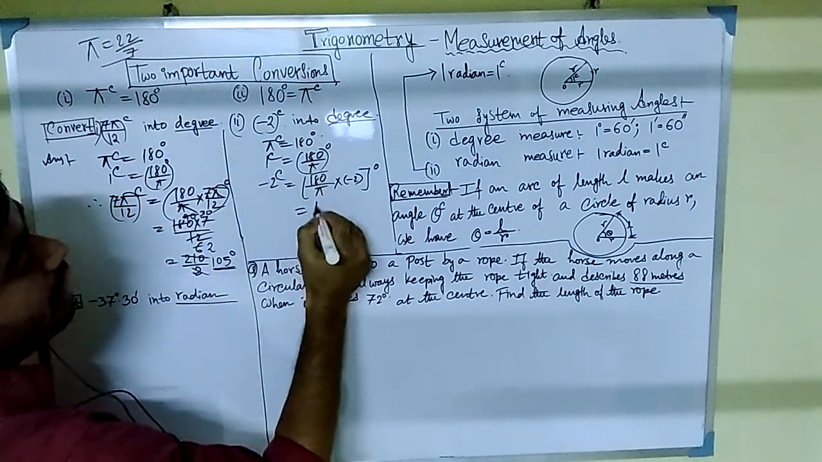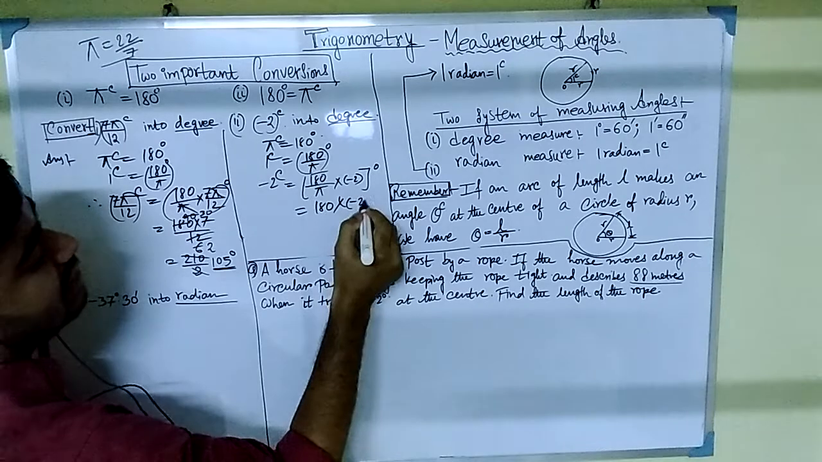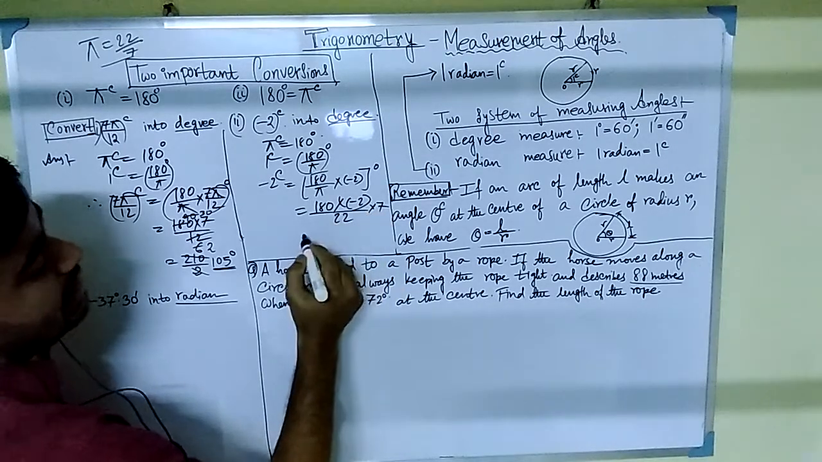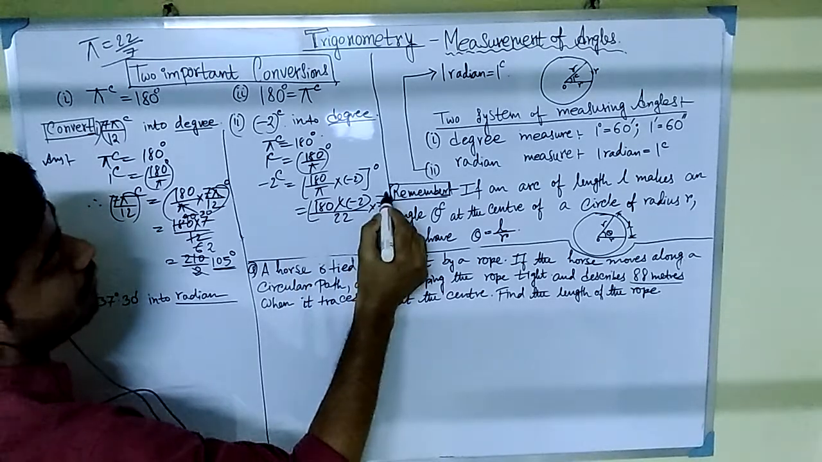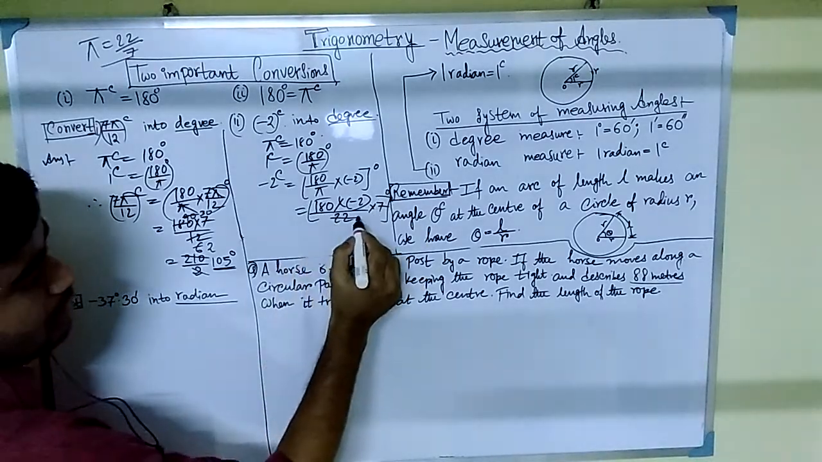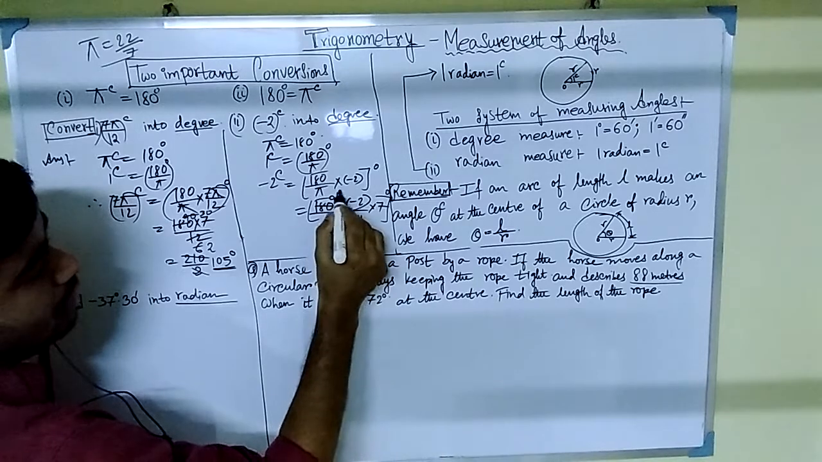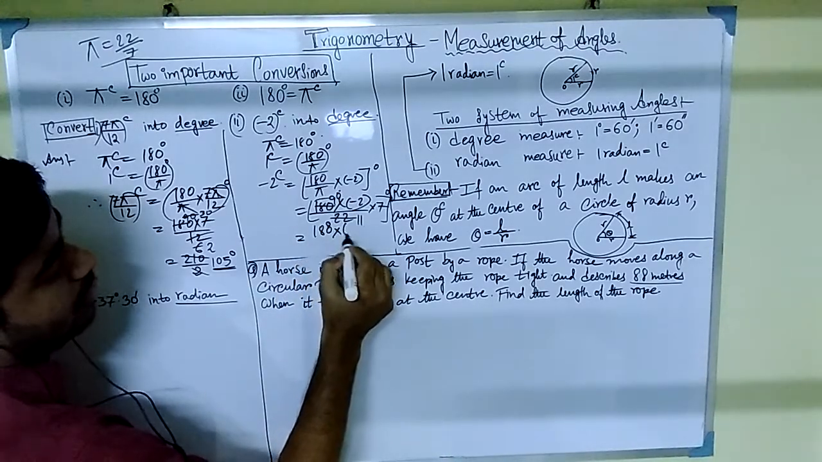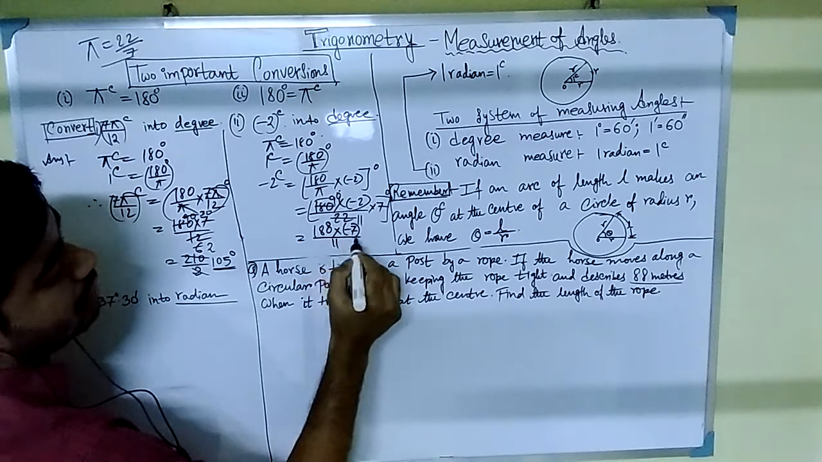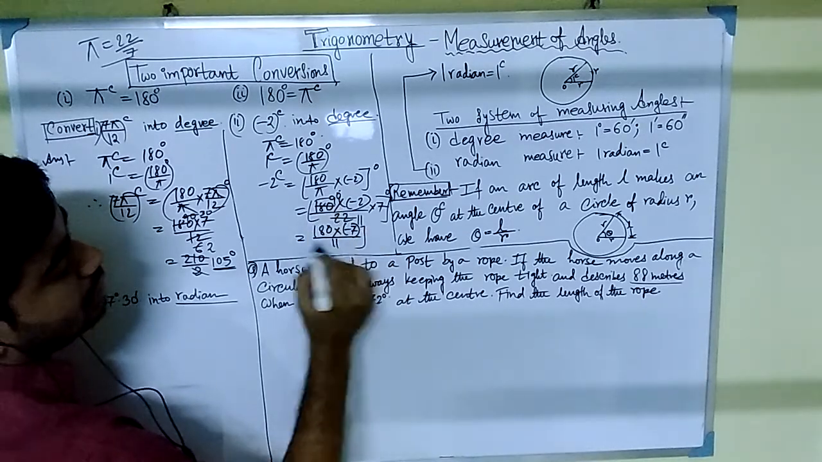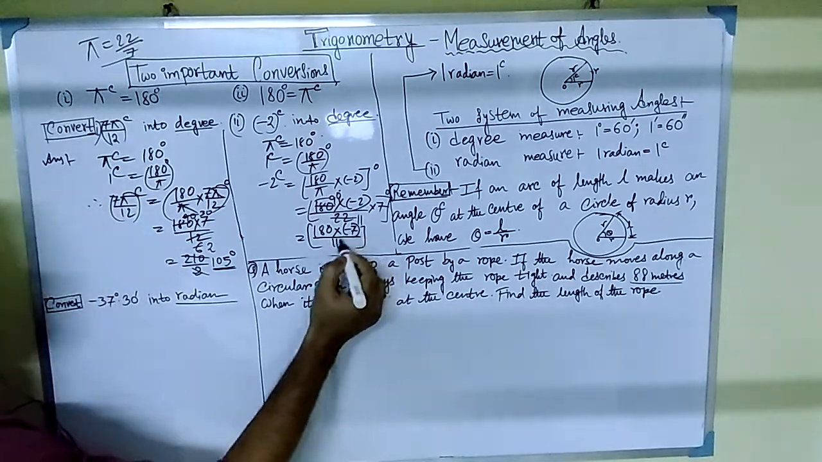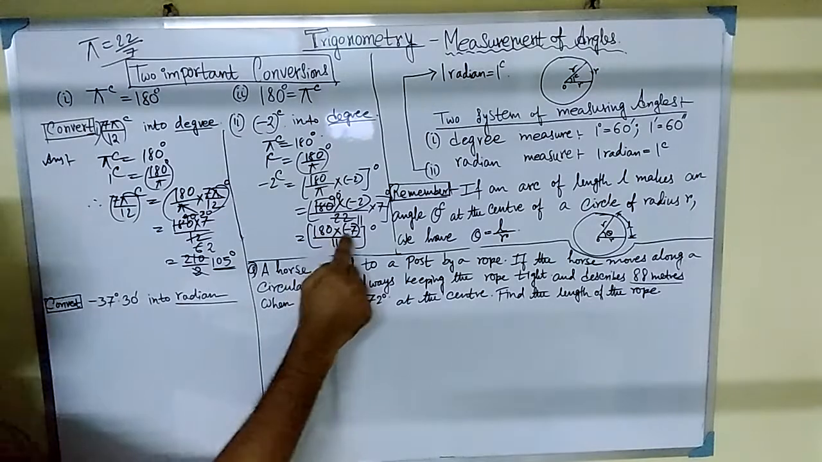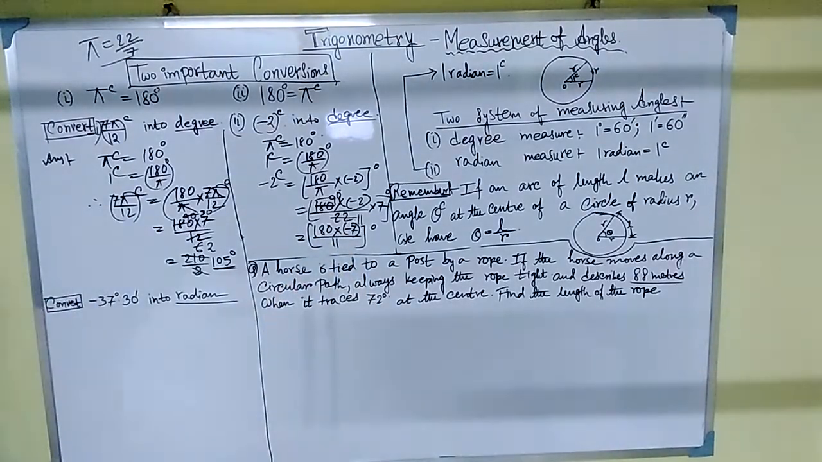So I will use here 180 degree into minus 2 into 7 by 22. So this is coming to be 180 degree into minus 7 by 11. I will leave this particular calculation for the students. Please multiply these two and get the answer in degree.